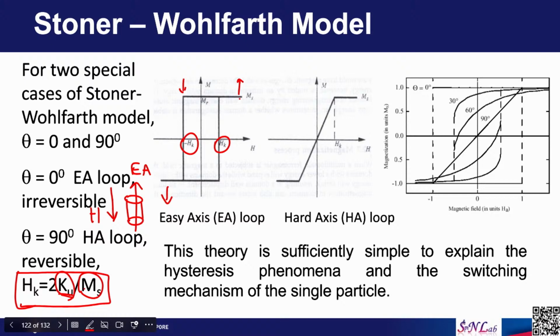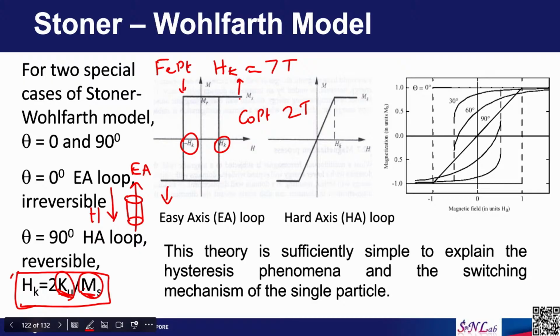So, some materials like iron platinum have H k as high as 7 Tesla. Some materials like say cobalt platinum alloy for example, they may have 2 Tesla H k. So, depending on the K u and m s, this H k may vary.